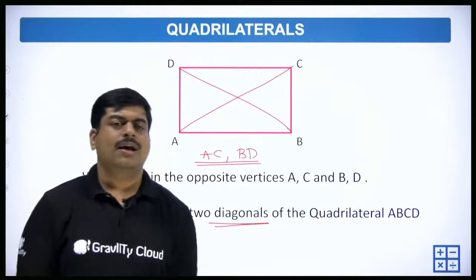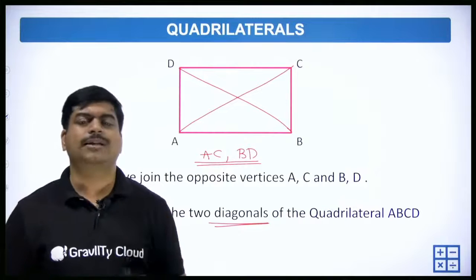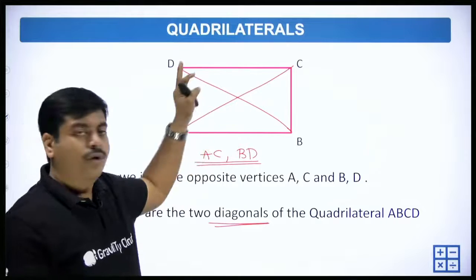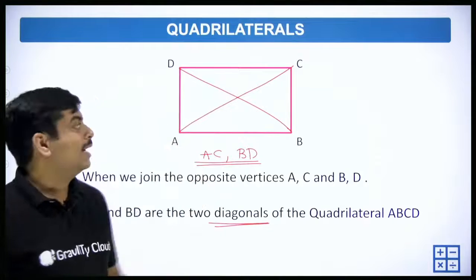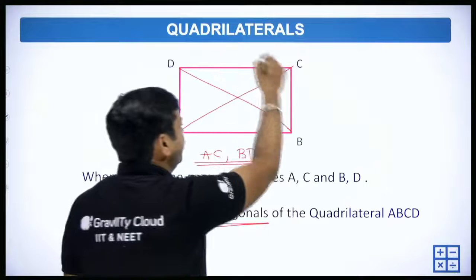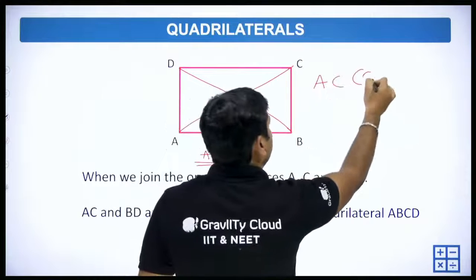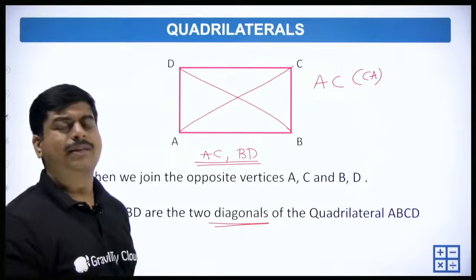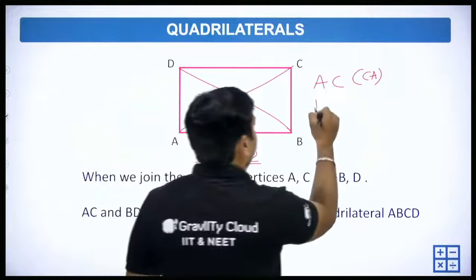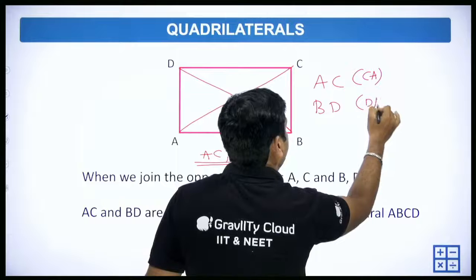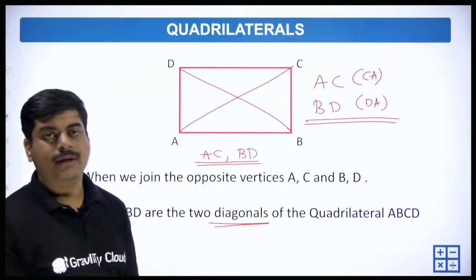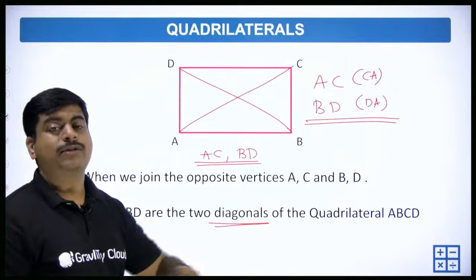Now the question is, for a quadrilateral, how many diagonals are possible? For a quadrilateral, 1, 2, 3, 4? No, only two. Which two? AC and BD. AC or CA, both the same. Again, no need to write it as two different diagonals. They are line segments. So again, BD or DB, again that is a line segment. So total we have two line segments, two diagonals.